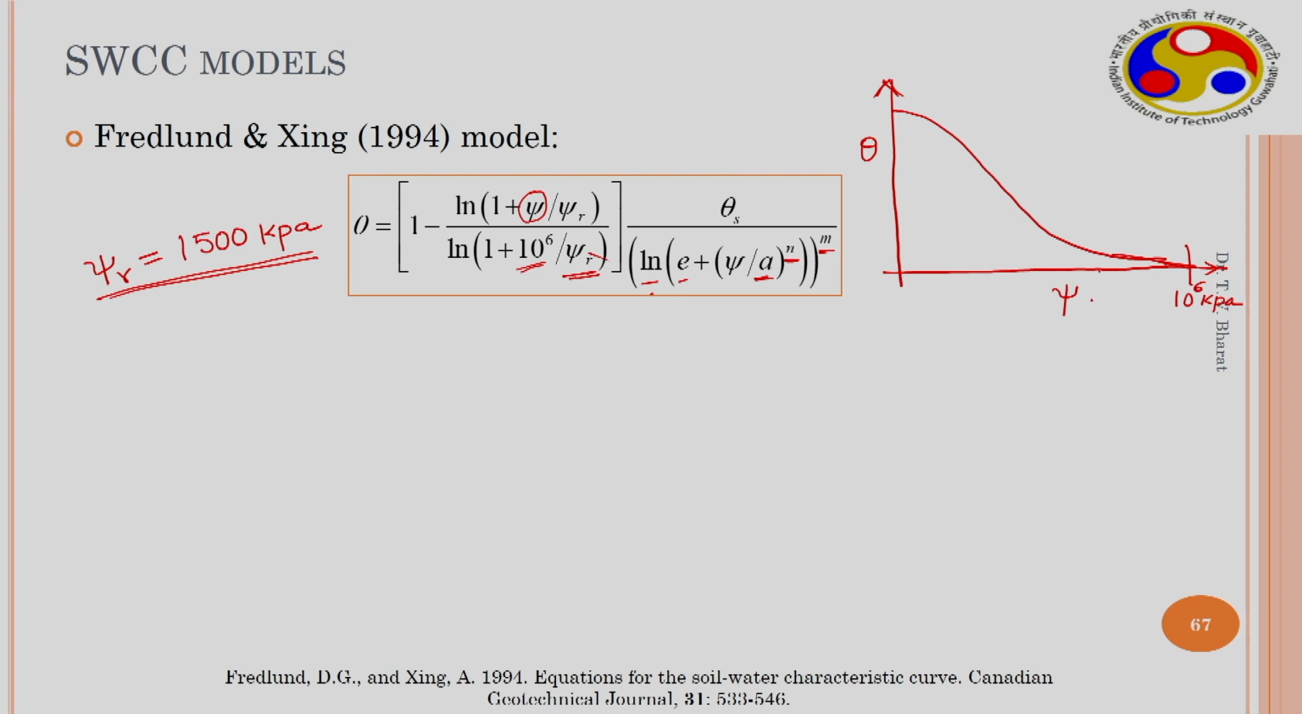Therefore, based on the theoretical observation or thermodynamic point of view, they observed that at 10 power 6 kilopascal the water content should go to 0. Based on that they modified the Van Genuchten model to bring in that feature that the water content goes to 0 at 10 power 6 kilopascal. So even though the model parameters a, n and m are often understood to be flexible, the restriction we made on the Van Genuchten model, like n greater than 1, may be applicable in this particular case also.